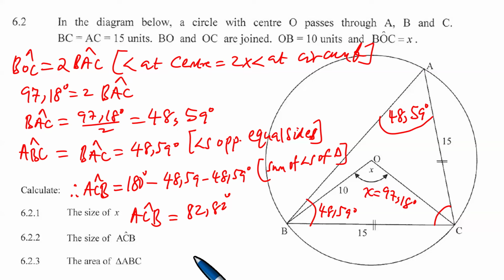So we continue. In continuing, we solve the next problem. We've already found the size of the angle ACB, which is 82.82 degrees. And I want to find right now the area of the triangle ABC. How do you find the area of the triangle ABC? You already know all the angles there, so the area is very straightforward. Let's continue to find the area.